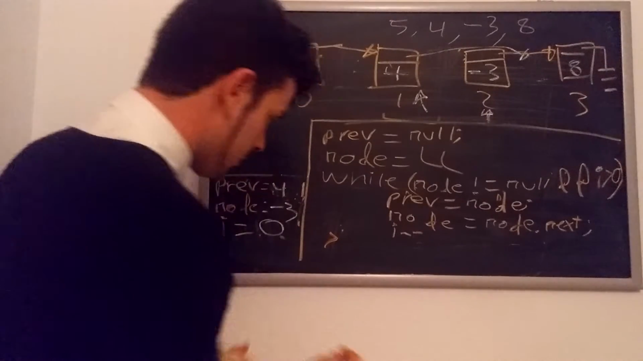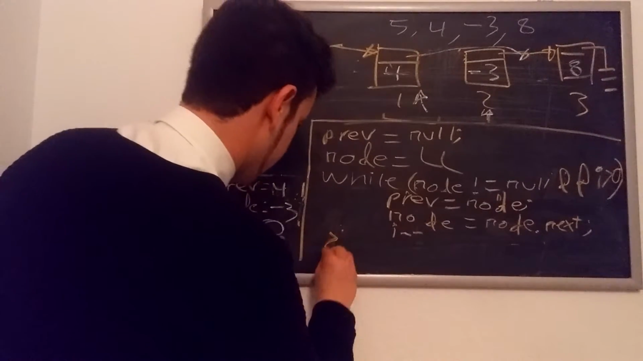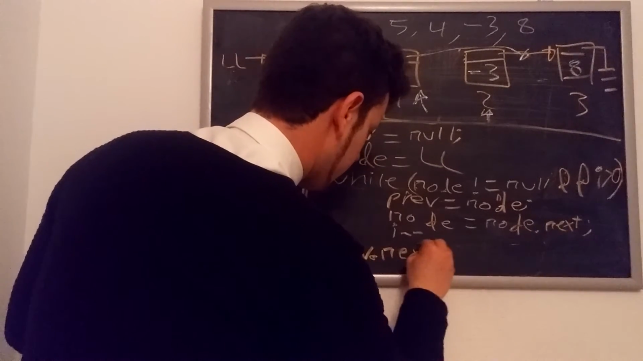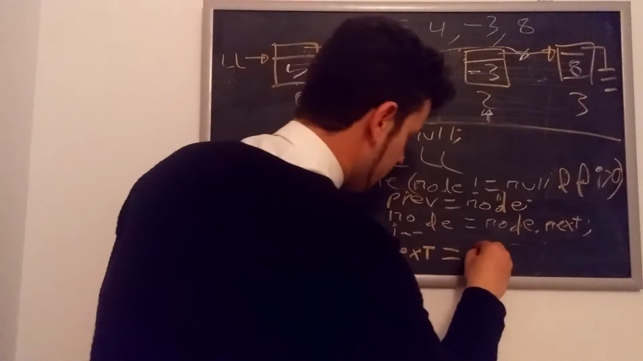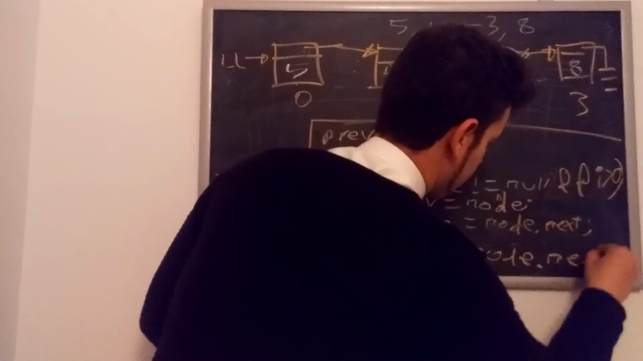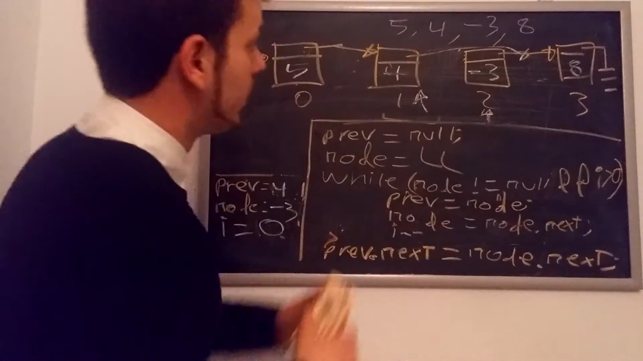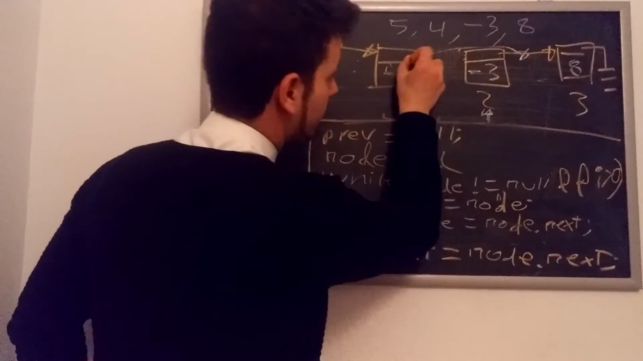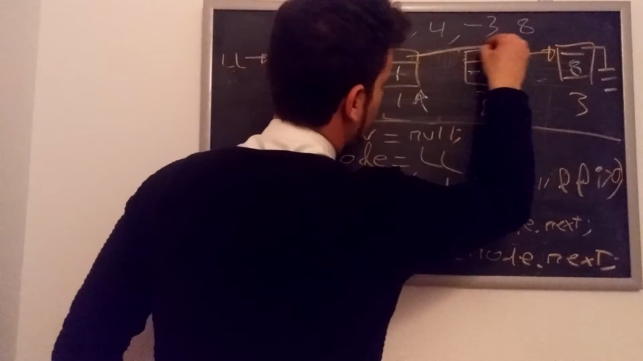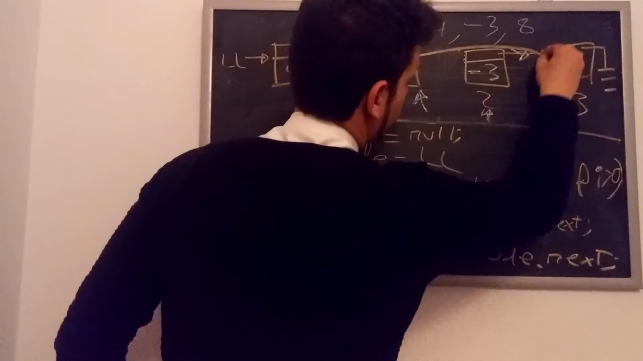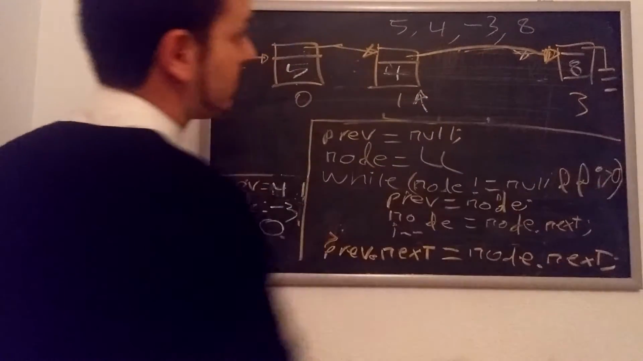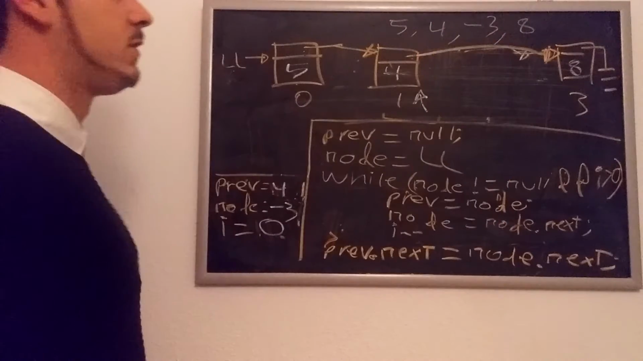So what we'll do is prev dot next equals node dot next. So we make this pointer, instead of going to this node, go to the next one. We'll make it go here. And we can safely delete this node from existence, and our linked list still works.